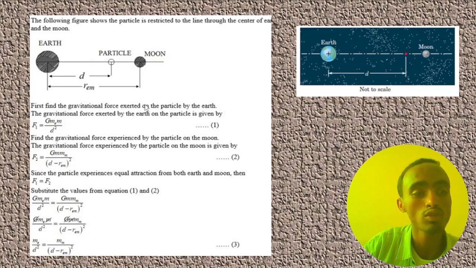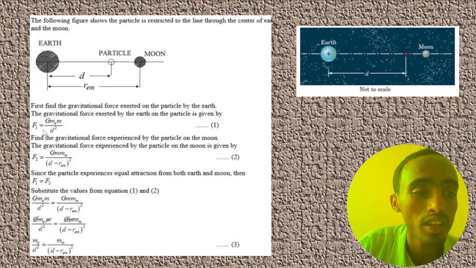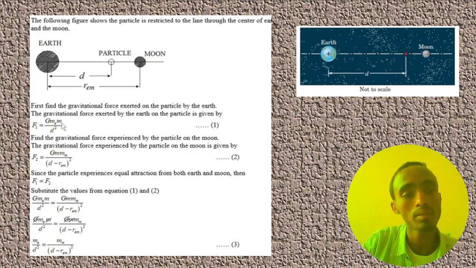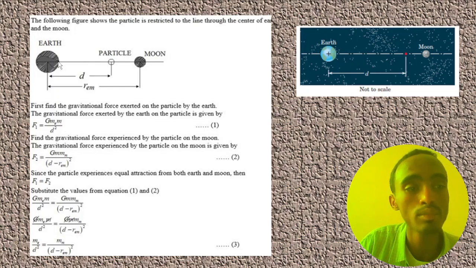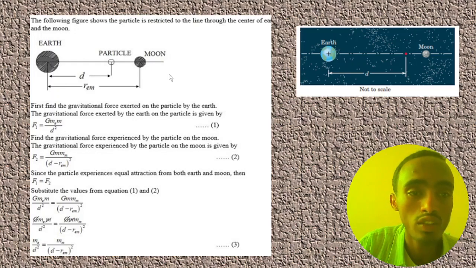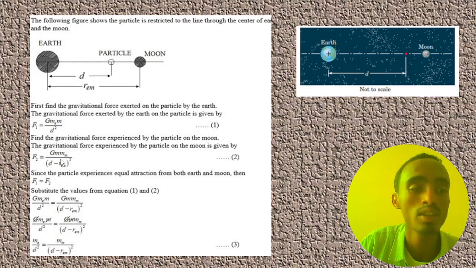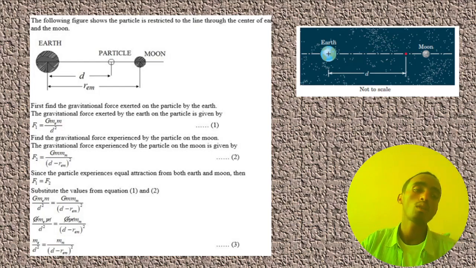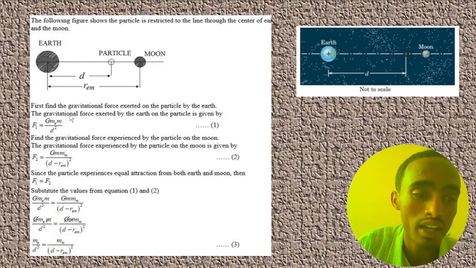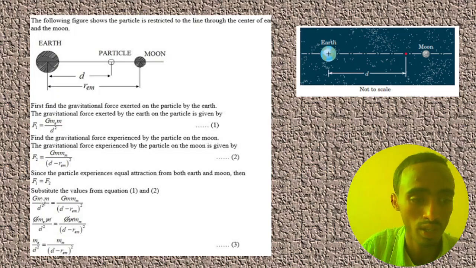In order to solve this problem, first you find the gravitational force exerted on the particle by the Earth, which is force 1 equals the gravitational constant times mass of Earth times mass of particle over d squared, where d is the distance between the center of the Earth and the particle. And we'll find force 2, the force of attraction between the Moon and the particle, which is the gravitational constant times mass of particle times mass of Moon over (d minus r) squared, where r is the distance between the center of the Moon and the center of the Earth, which is already known, and d is the required one.